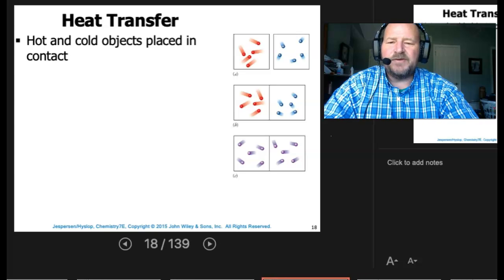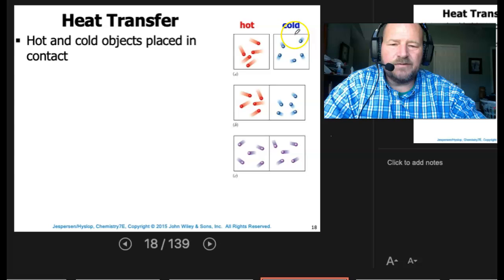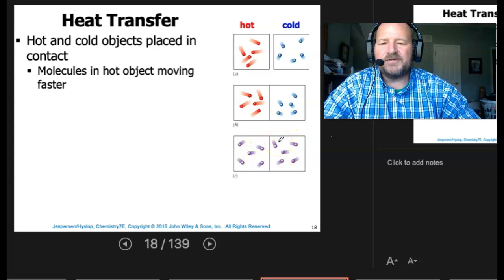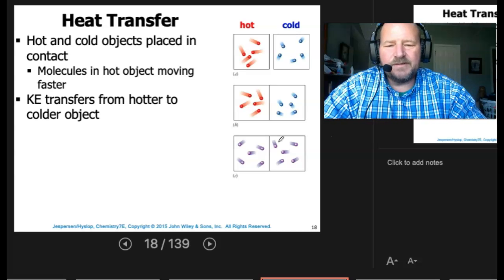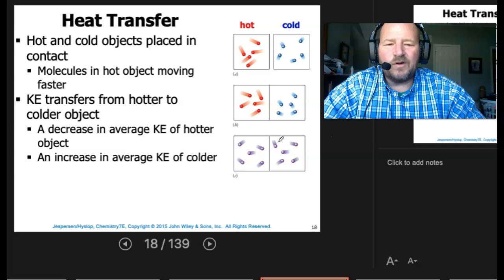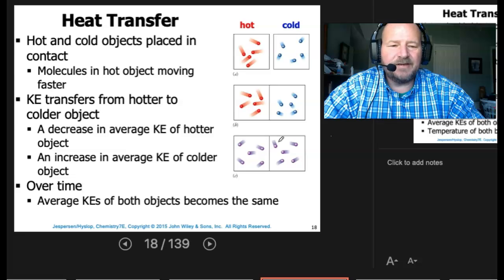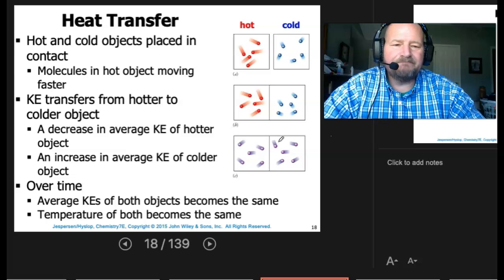All right, so heat transfer then, hot and cold objects placed in contact. Basically what starts to happen is you have the hot and you have the cold. And of course the hot will start to slow down, the cool will start to speed up until everybody is the same. Okay, so molecules in a hot object are moving faster. The kinetic energy transfers from hot to cold, so the hot ones will appear to slow down. And of course the cooler ones will appear to speed up until they're all moving the same. Okay, that's sort of the idea here. And that means, of course, if they're all moving the same, the temperature would also be the same.